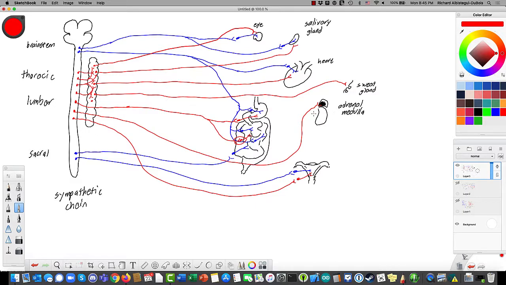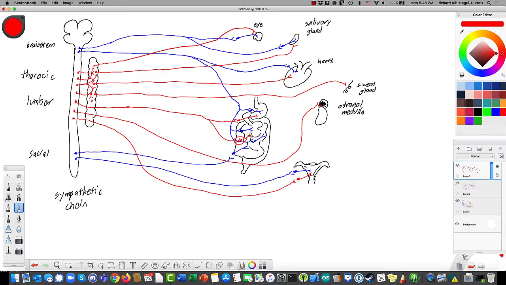All right, so this also shows you that most organs, like the eye here, salivary gland, heart, and so on, get input from both. So that's that idea of antagonistic control. A couple of exceptions: sweat glands only get sympathetic innervation, and the adrenal medulla only gets sympathetic. In fact, that's preganglionic innervation.